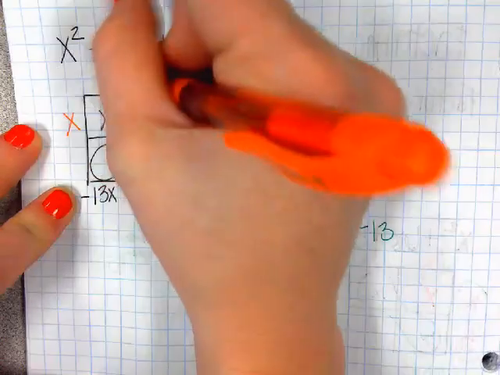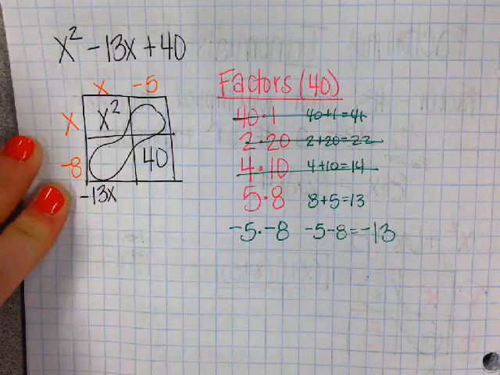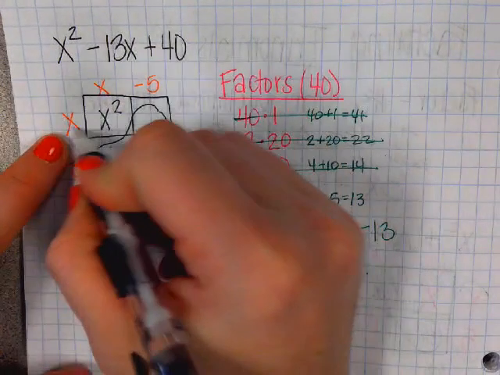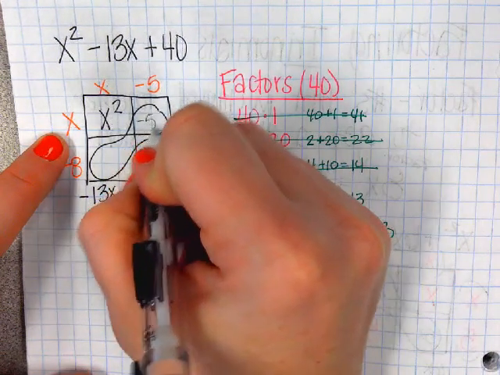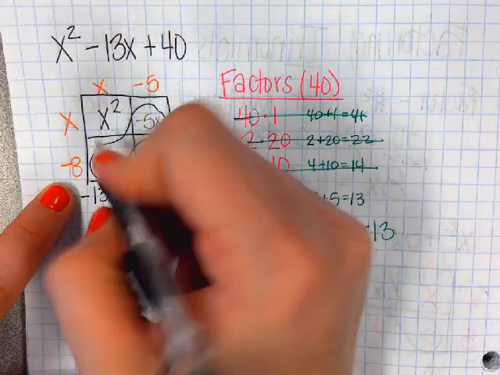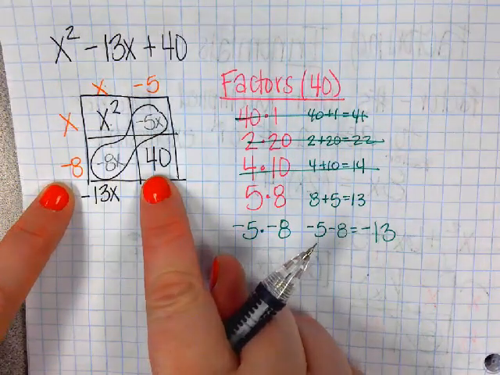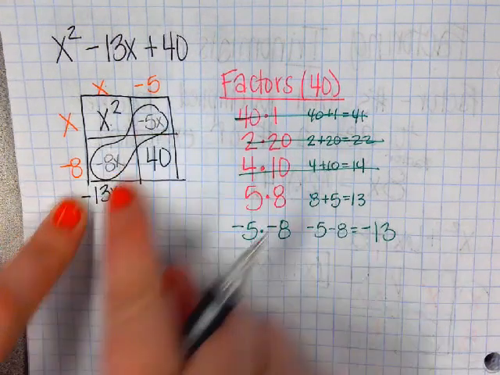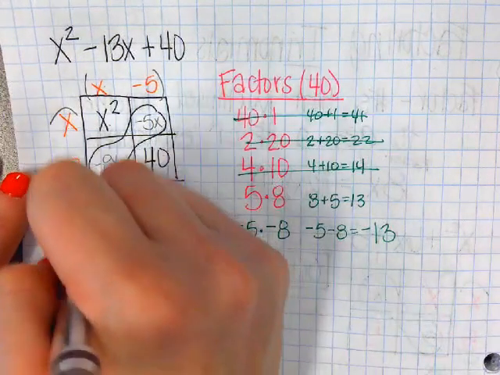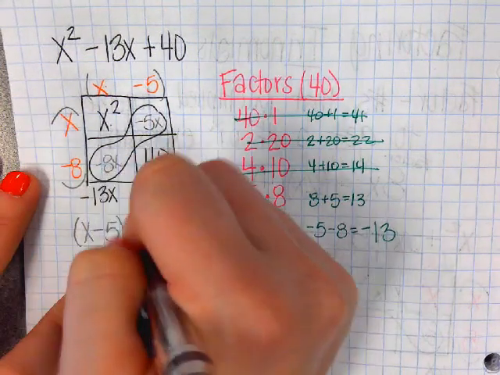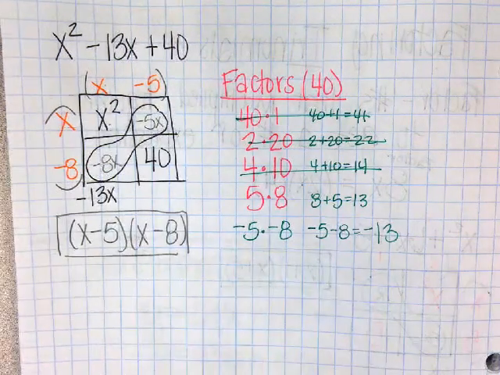So it would be x times x, that's always the same on these types of problems. And then negative 5 and negative 8. Now check just to make sure. So x times x does give you x squared. What's x times negative 5? Negative 5x. And what's negative 8 times x? Negative 8x. And does negative 8 times negative 5 give you positive 40? So then negative 8, negative 5 makes negative 13. So these are my two factors: x minus 5, x minus 8.